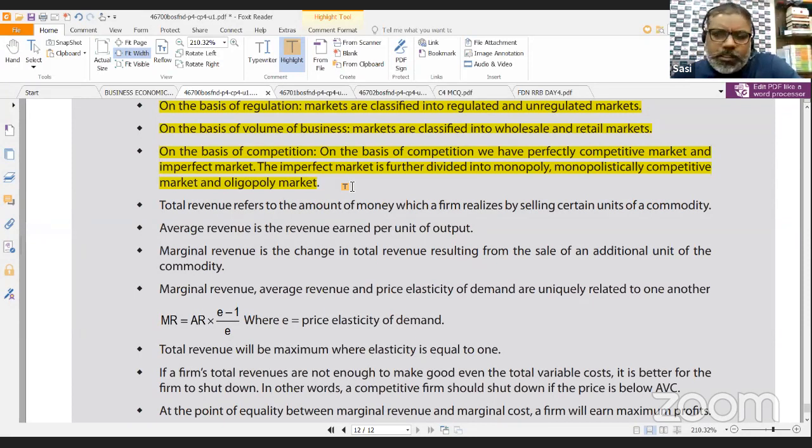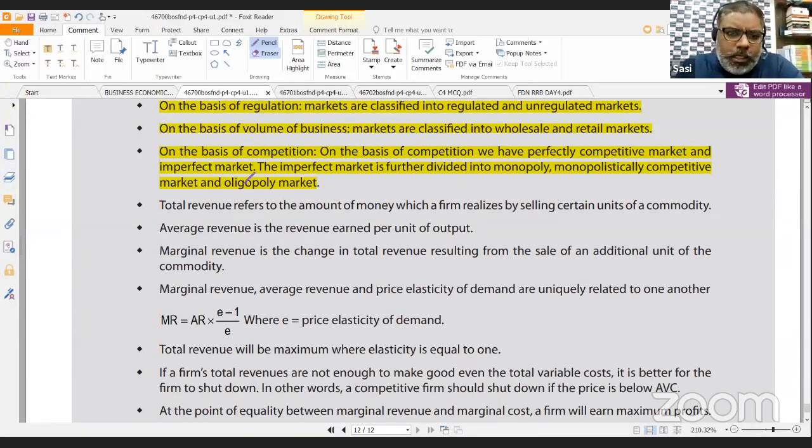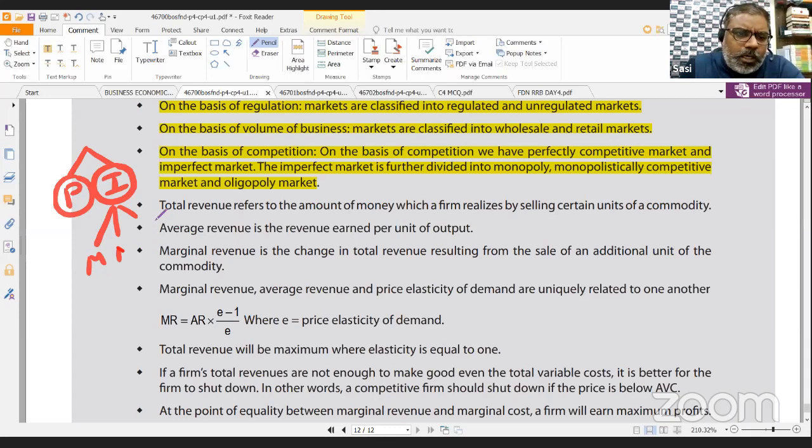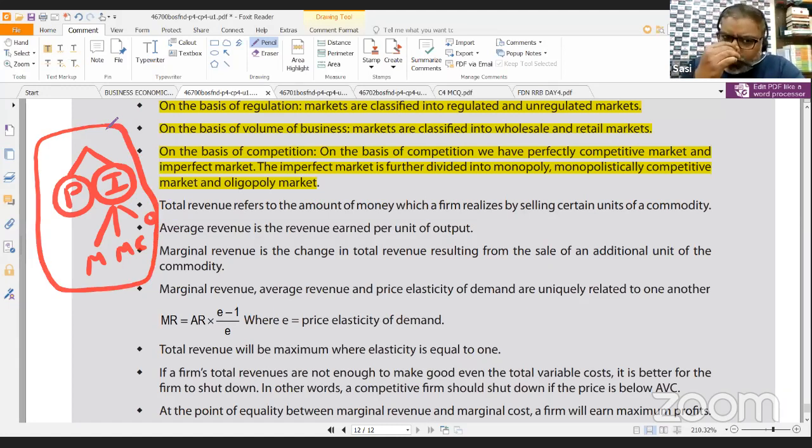There we can classify the markets into perfectly competitive markets and imperfect markets at a broader level. Then imperfect markets can further be divided into monopoly, monopolistic competition, and even oligopoly. So at a broader level, we can have two-level classification: perfectly competitive, imperfectly competitive markets. And imperfect competition can further be classified into monopoly, monopolistic competition, and oligopoly. That is the classification of markets on the basis of competition. And this is what is going to be our core area as far as chapter 4 is concerned.